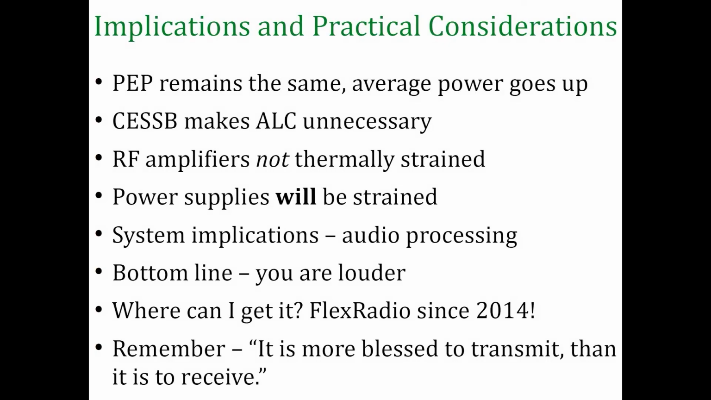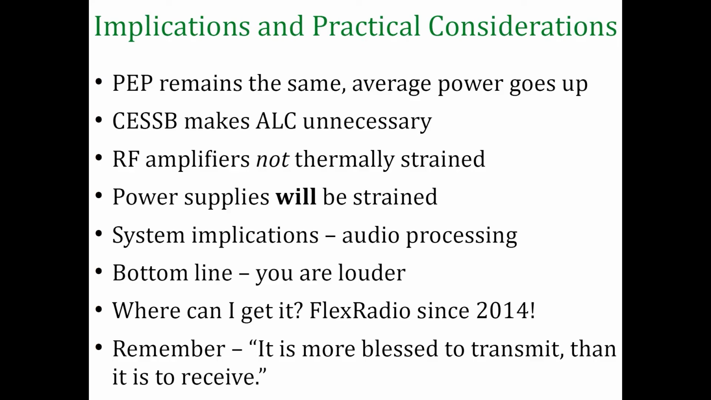So, what does all this mean? First, with CESSB, your transmitter will put out almost twice as much average power as before. PEP will remain the same, but average power will go up. It is nonlinear, but artifacts are generally inaudible. CESSB makes ALC unnecessary. Just set the CESSB modulator to drive the RF power amplifier to its full PEP capability. ALC usually won't hurt anything if it is enabled, and it can help set the drive level into a linear amplifier. RF power amplifiers won't be thermally strained because at maximum PEP, the RF amplifier is operating at maximum efficiency.